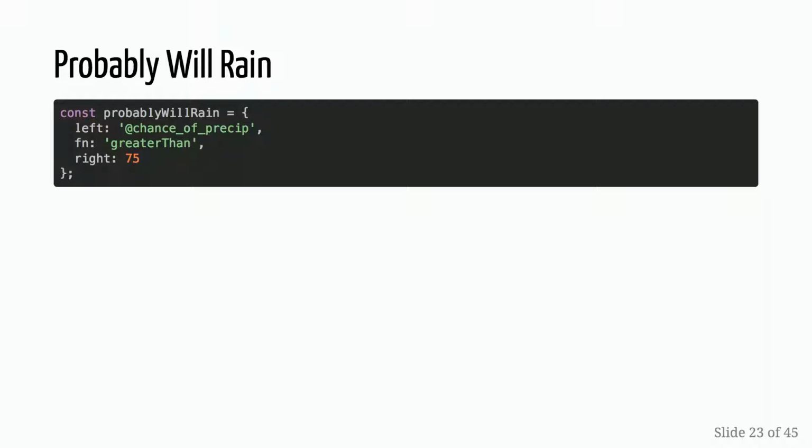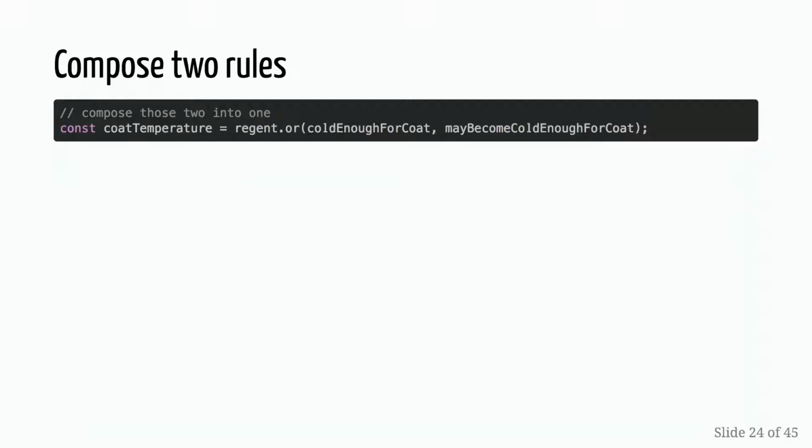So let's try to replace that piece of logic we started with. We're going to compose two rules. Regent ships with and, or, and not, which conveniently are the building blocks of computer science. Much like you can build an entire processor out of those things, I guess you need a XOR too. We don't have a XOR. We have our coat temperature equals regent.or, so cold enough for coat, or may become cold enough for coat. So we've now abstracted those two rules out, and we can just create a coat temperature rule.